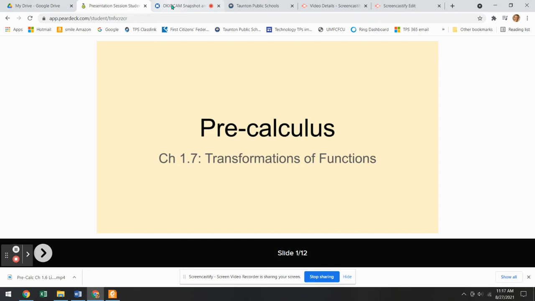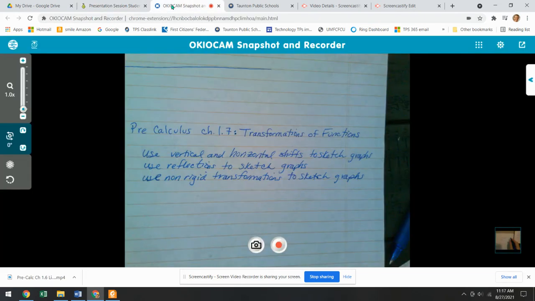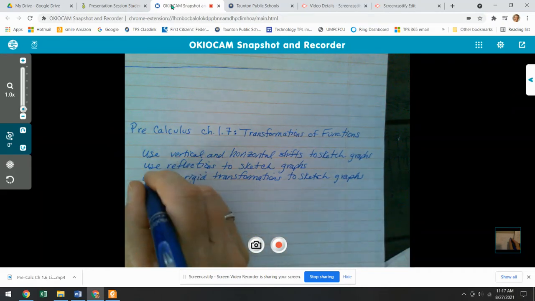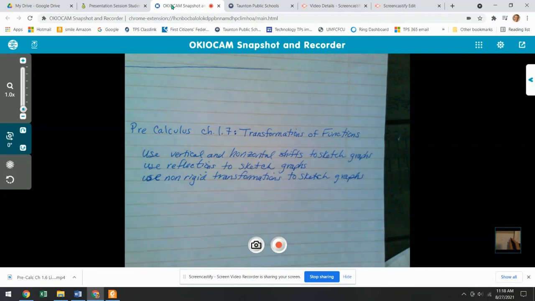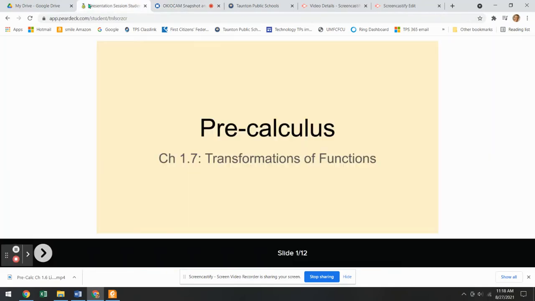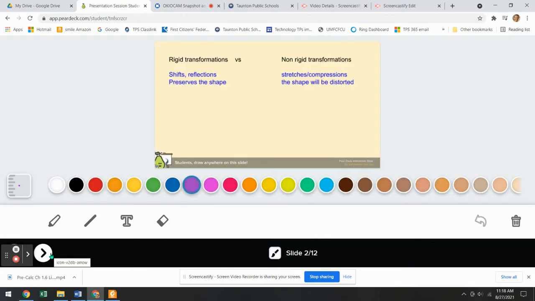So that's pre-calculus. The topics that we're talking about in chapter 1.7: use vertical and horizontal shifts to sketch graphs, use reflections to sketch graphs, and use non-rigid transformations to sketch graphs. That looks like the word we, but it says use. I apologize for my handwriting. So let's get started. At any point, feel free to hit pause as we're doing problems and trying them on your own, and then you can hit play again. Hit pause to take some notes.